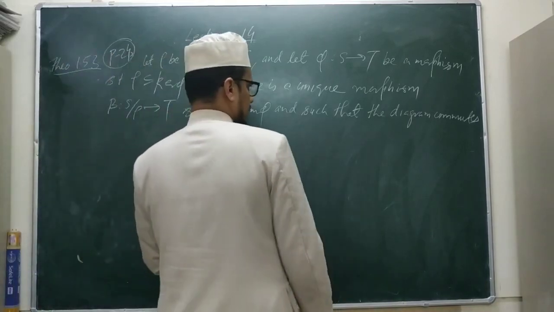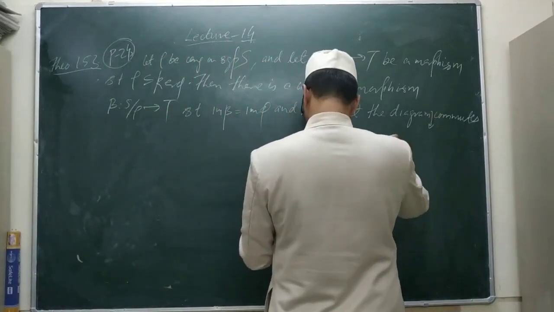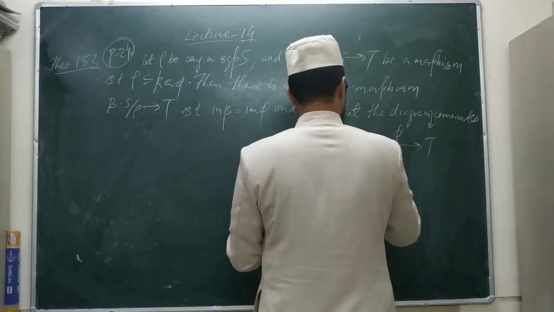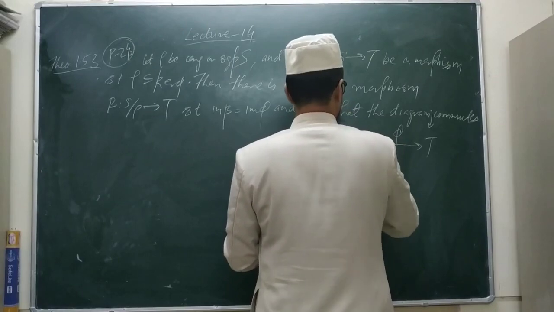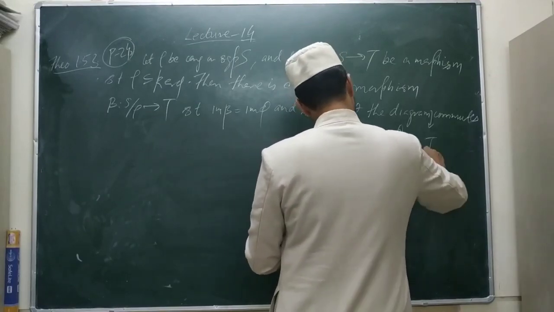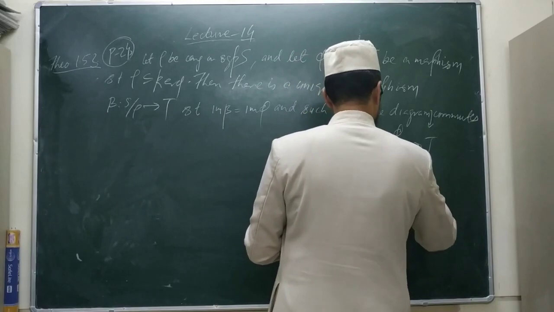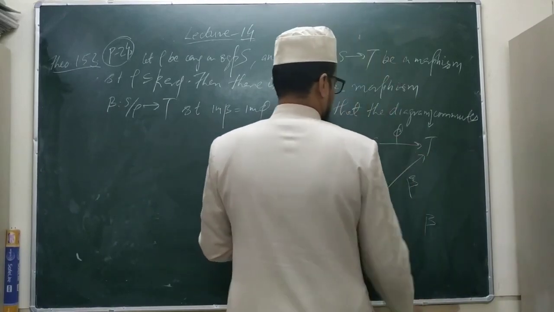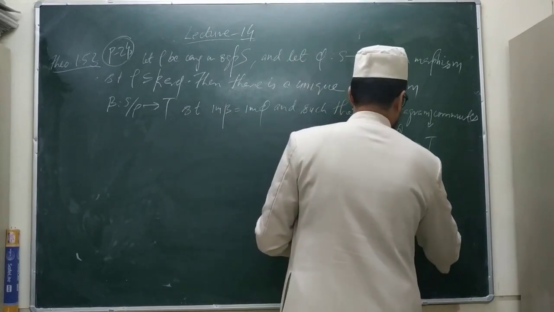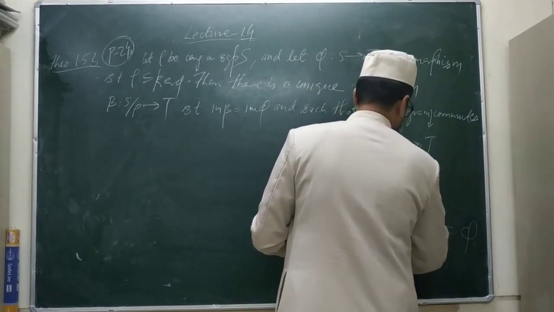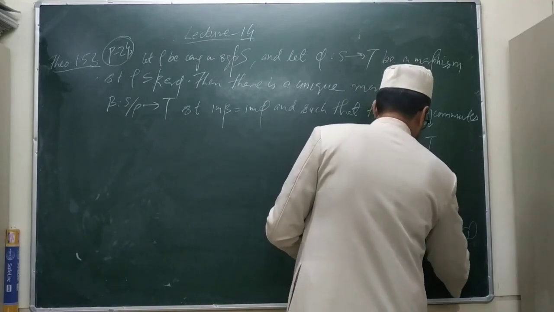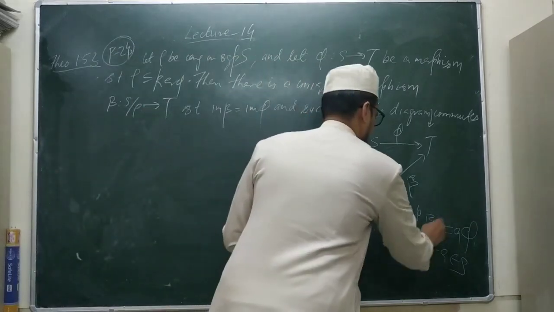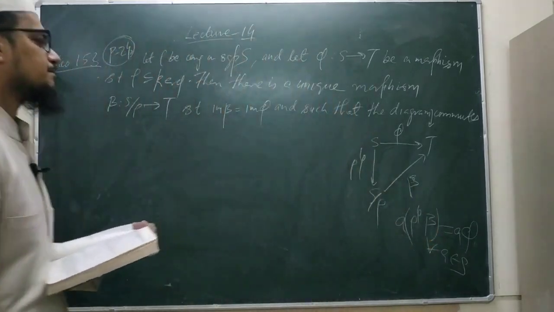Where is the diagram? The diagram is here: S to T is phi, S to S by rho is rho natural, and then from S by rho to T is beta. Diagram commutes means we have to prove that rho natural beta is equal to phi. We have to prove a rho natural beta is equal to a phi for every a belonging to S. Correct?